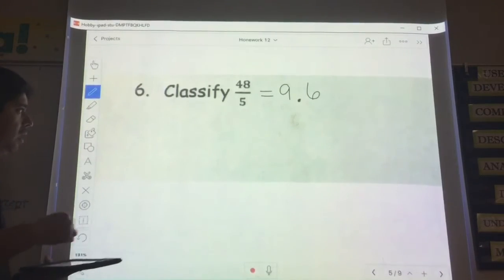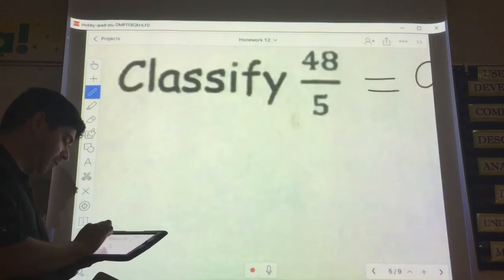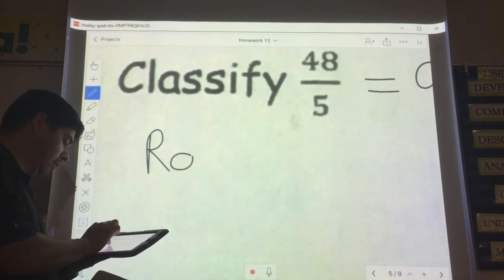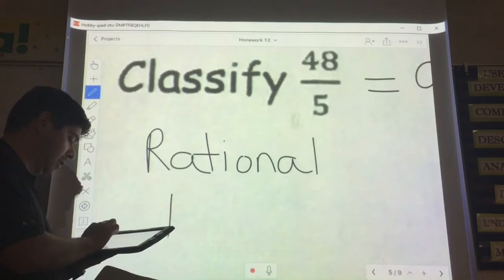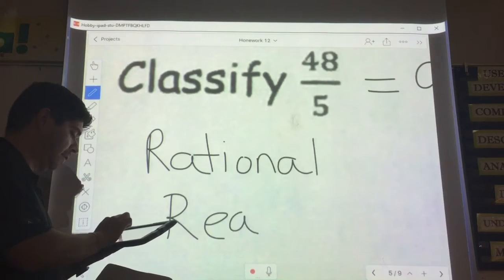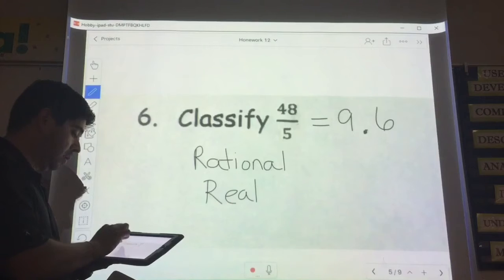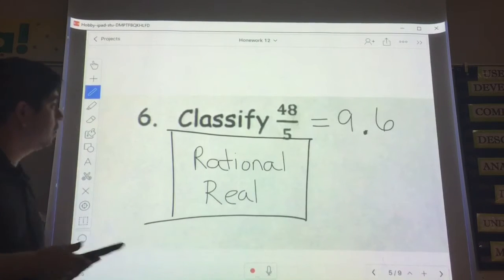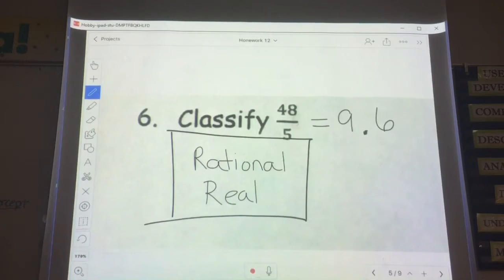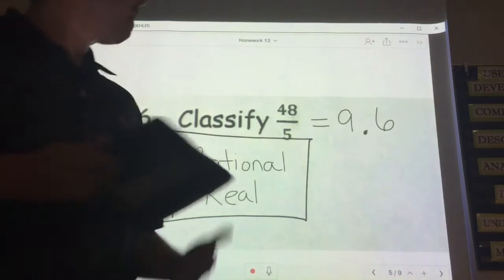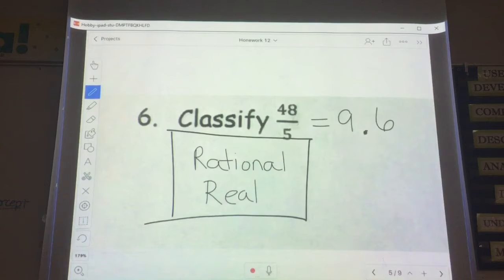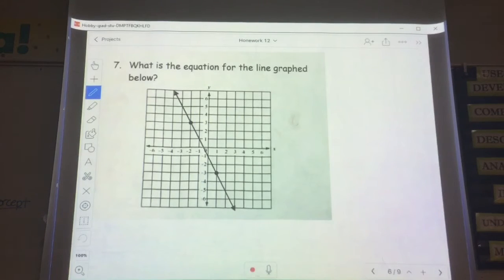So that means it can't be an irrational. So the only thing this could be is rational. And also a real number, because every number is a real number. So rational and real. It was easy. This is what we did at the very beginning of the year.